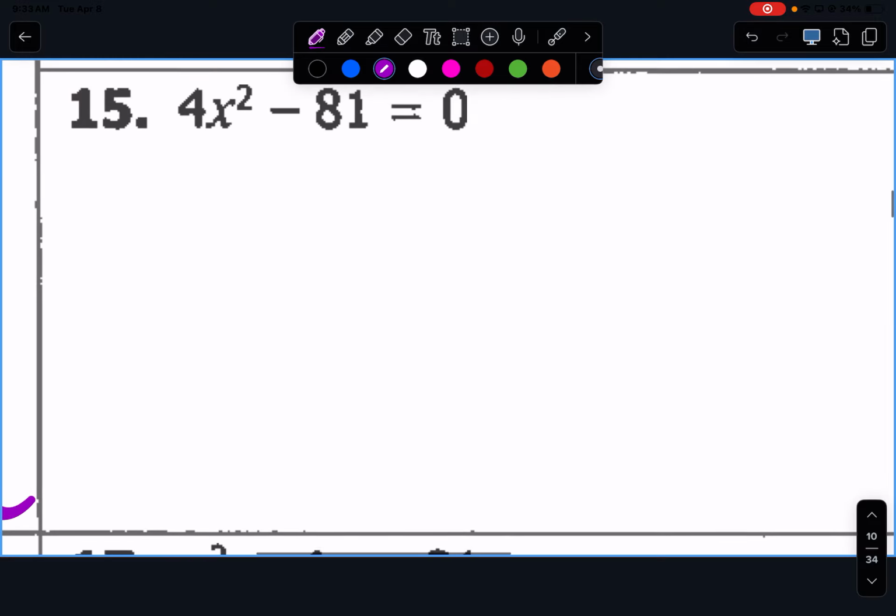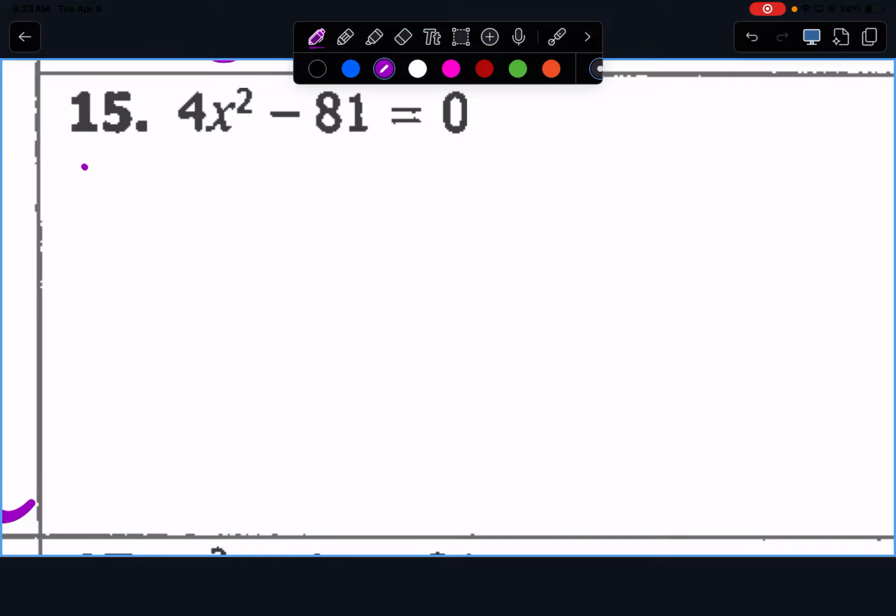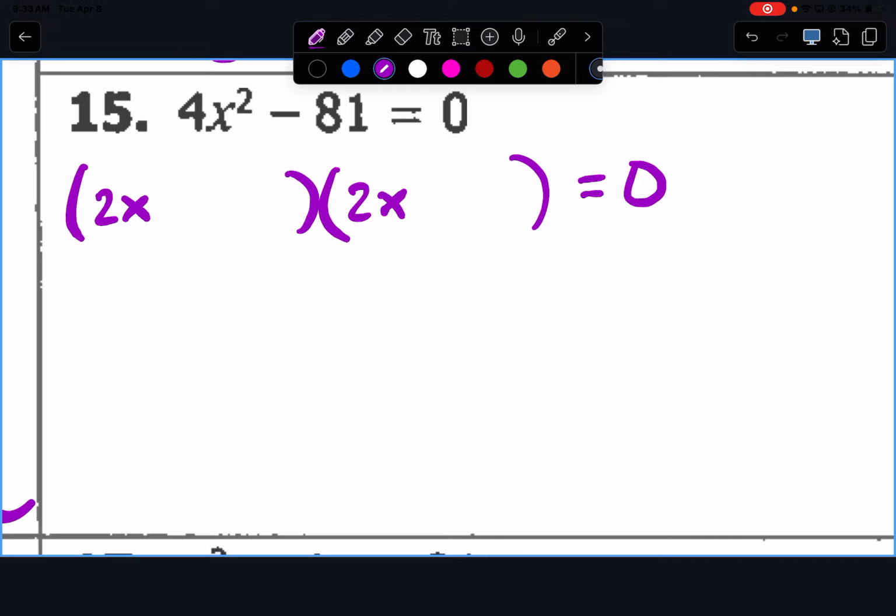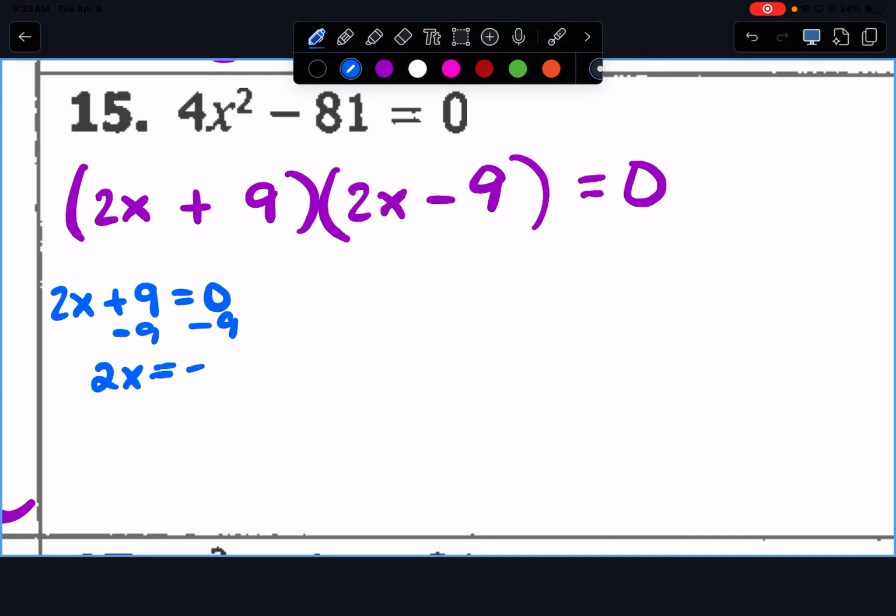So if we look at 15, what squares to give us 4x squared? What squares to give us 81? What signs do I need? And then we do each piece. So we do 2x plus 9 equals 0. How do I solve that? You subtract 9. Then what? Divide by 2. So I get x is equal to negative 9/2.